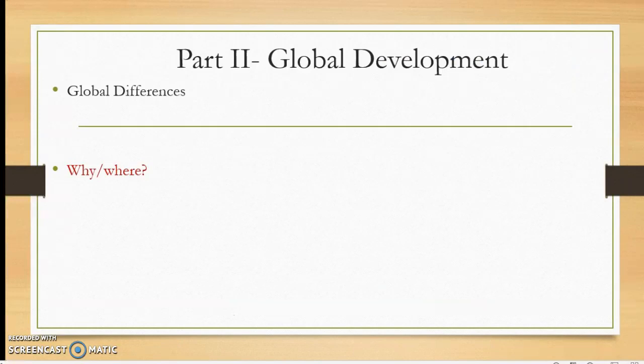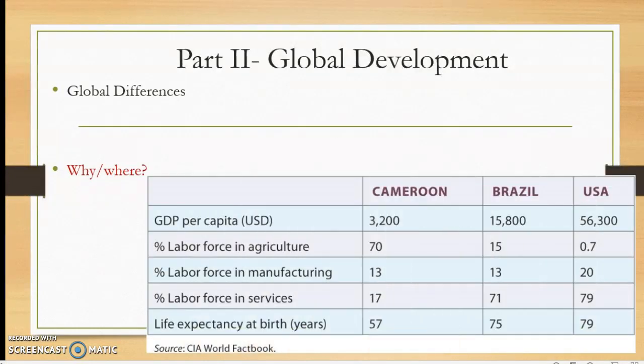So when we look at global development, we have a couple different paths that countries could take. Globalization provides both pros and cons. You can see the table on your screen right now: Cameroon, Brazil, and the USA. These countries vary in a number of factors, both social and economic. When we talk about emerging versus developed countries, or more developed countries, MDC, versus less developed countries, LDC, we need to factor in both economic and social.